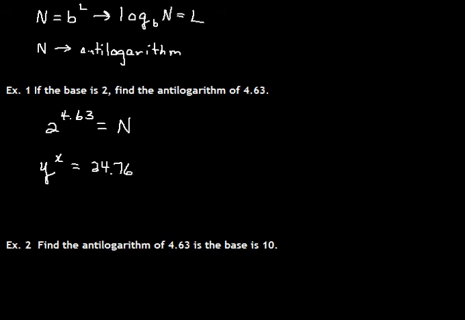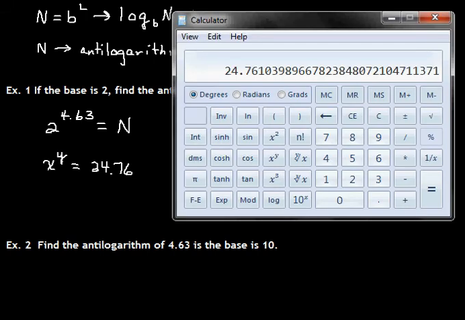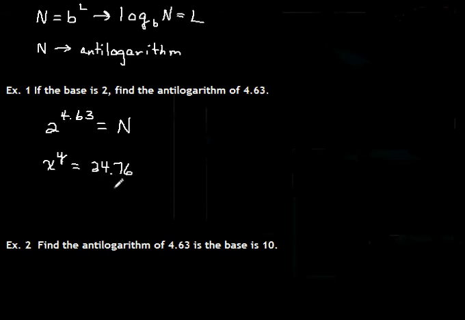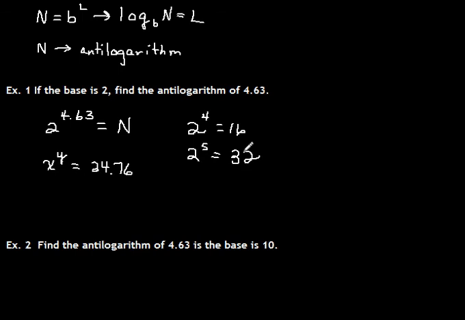Your book has you estimate it before you start. It's saying, okay, first figure out 2 to the 4th. We know that that is 16. And then do 2 to the 5th. And we know that's 32. So this number has to be somewhere in between. But you can just go directly to your calculator. Just get your base. This number, when they say of, that means your exponent, and your anti-logarithm is the number.